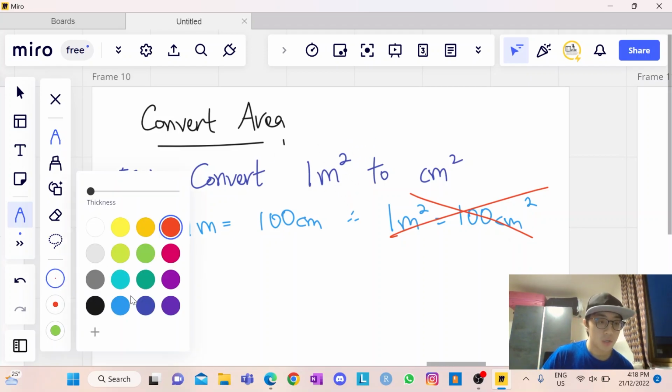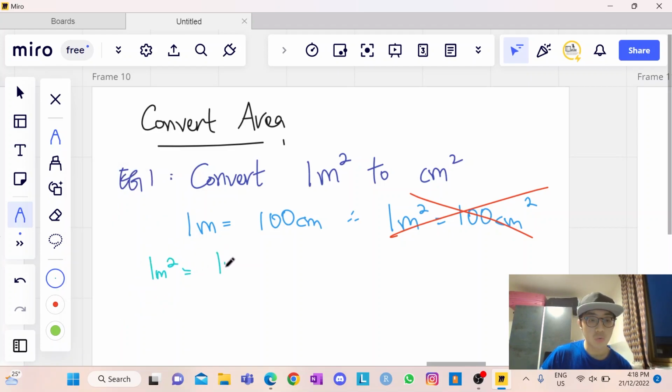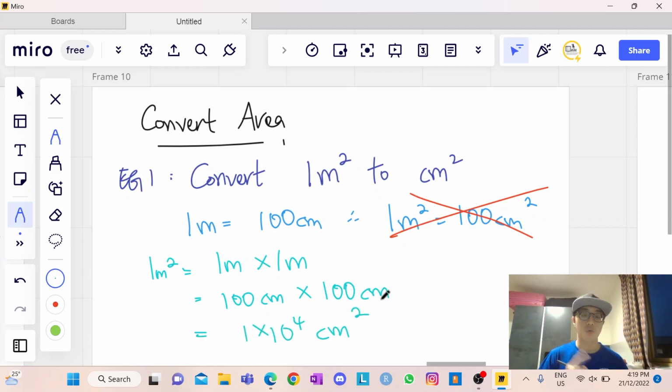1 meter square is equal to 1 meter multiplied with 1 meter, because area is base times height. Therefore, 1 meter square is equivalent to 100 cm multiplied with 100 cm, which gives you 1 times 10 to the power of 4 cm square. You see how this works? When it's 1 meter to cm, it's 1 meter to 100 cm. But when it's 1 meter square, you need to multiply 2 times. Therefore, it's 1 times 10 to the power of 4 cm square.